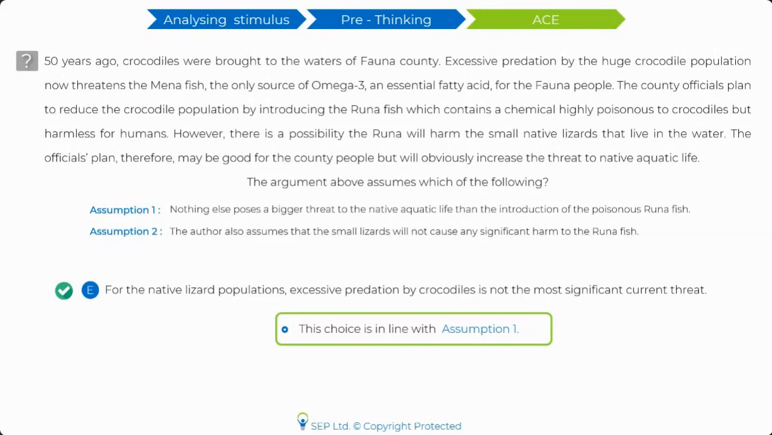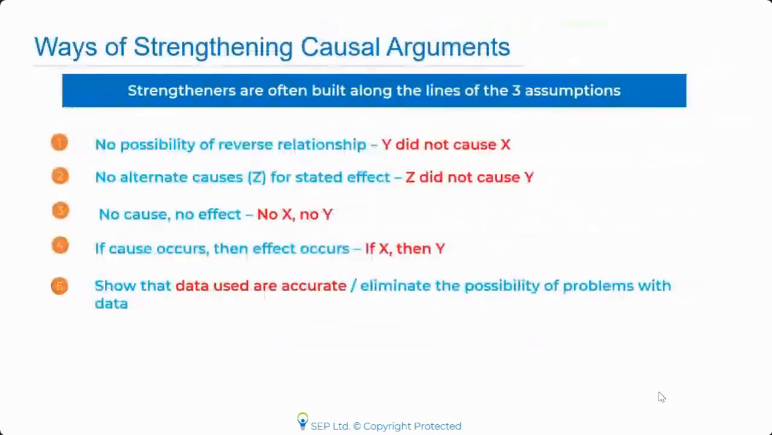But just before that, let me quickly give you the framework for causal questions. In causals, you often get strengthening a causal argument. Then you can use this framework, and this is very important. The framework for strengthening a causal argument is built along the lines of three assumptions. There is no reverse relationship, so you can look for Y did not cause X. No alternate cause means Z did not cause Y. No cause, no effect: if there is no X, no Y. If you have such a situation, it also strengthens the causal argument.